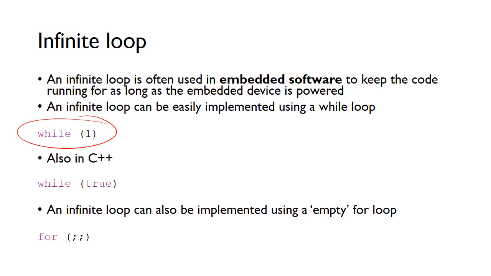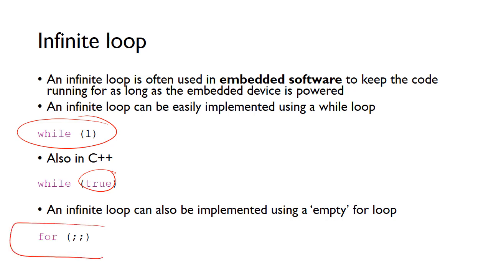With a while, you just do while 1, or you can do while 2, while 3, whatever. Any non-zero value equates as true, so that will keep going. But while 1 is the most common, what you see. So while 1, that expression's always true, so it'll just run forever. And in C++, you can say while true as well, because there is this Boolean data type, so it does recognise true and false. So you can do while true.